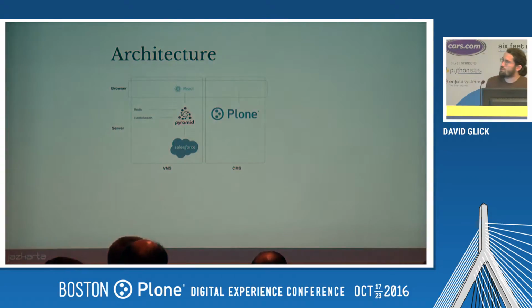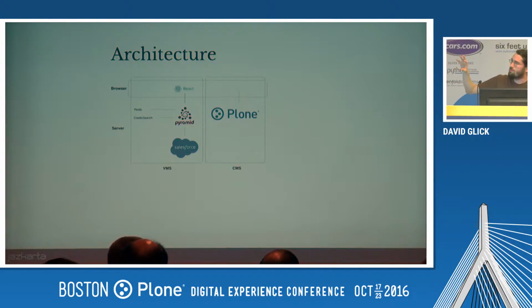So this is the architecture we ended up with. You can see the CMS on the right, that's just Plone, normal. On the left is VMS, the Volunteer Management System. So what we did was Salesforce is down there at the bottom. That's where all the data is stored. That's where WTA staff are entering things in.